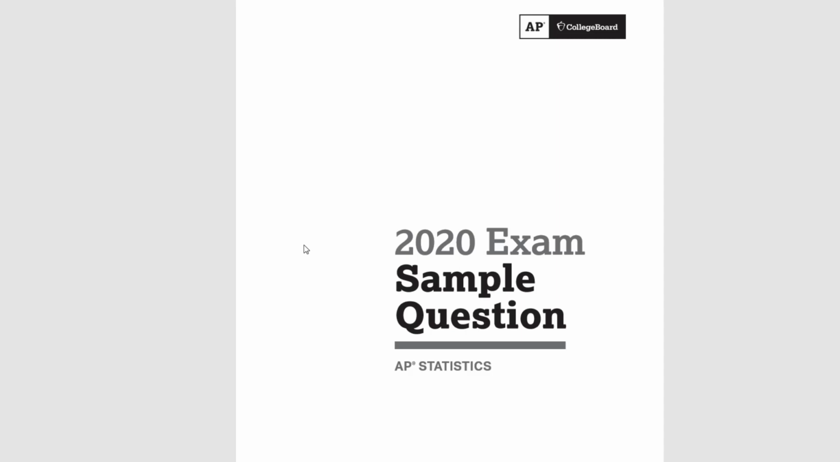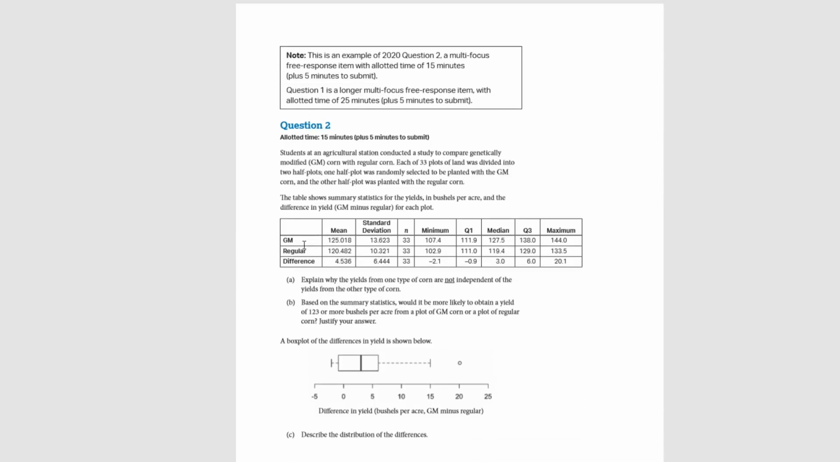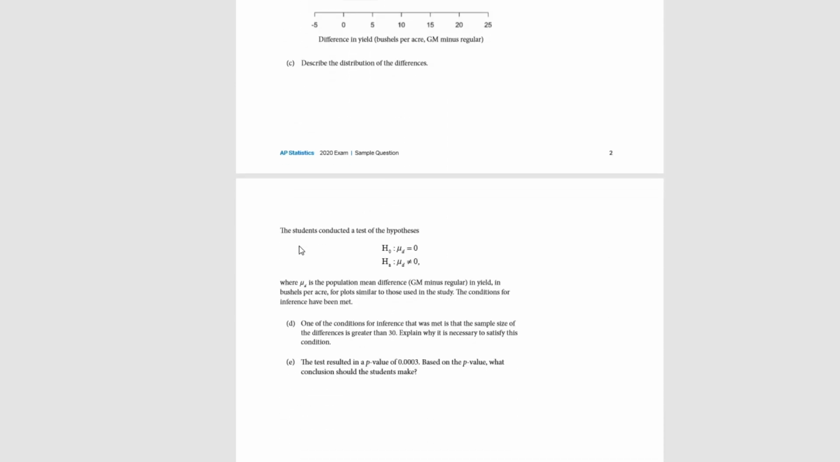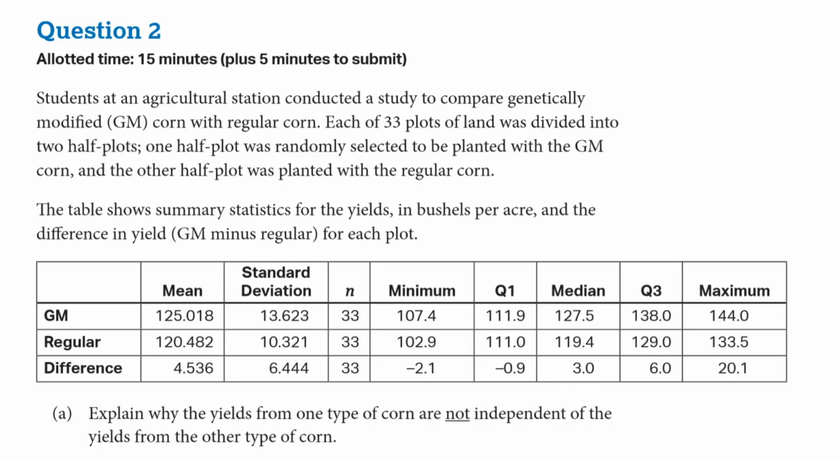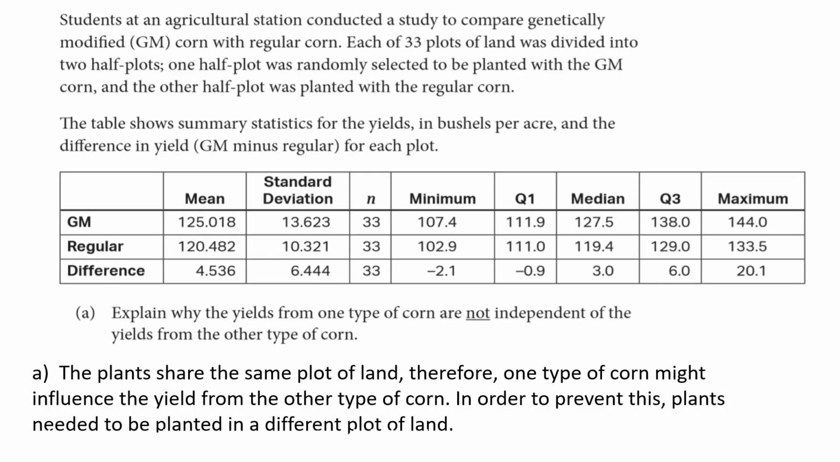This time we're going to go over the 2020 exam for AP Statistics sample questions. Part A. Explain why the yields from one type of corn are not independent of yields from the other type of corn. The plants share the same plot of land, therefore one type of corn might influence the yields from the other type of corn. In order to prevent this, the plants needed to be planted in different plots of land.